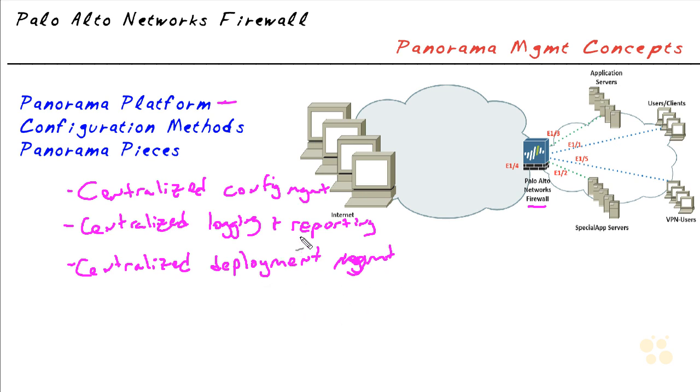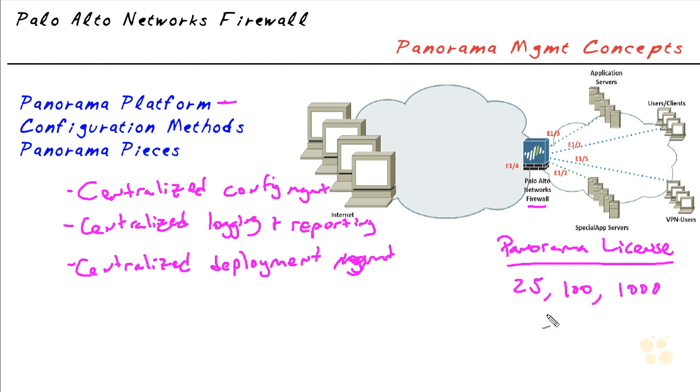Again, centralized being my key word, that's the whole point we're trying to get to: no matter how many devices you're going to have, you have lots of leeway in doing this. Now, of course, these are licensed, it's the way things work these days. Licenses for Panorama are by the number of devices managed. They can be done in 25, 100 or 1,000 increments. And you can do this in a physical box or in a VM, whatever you happen to want to do.